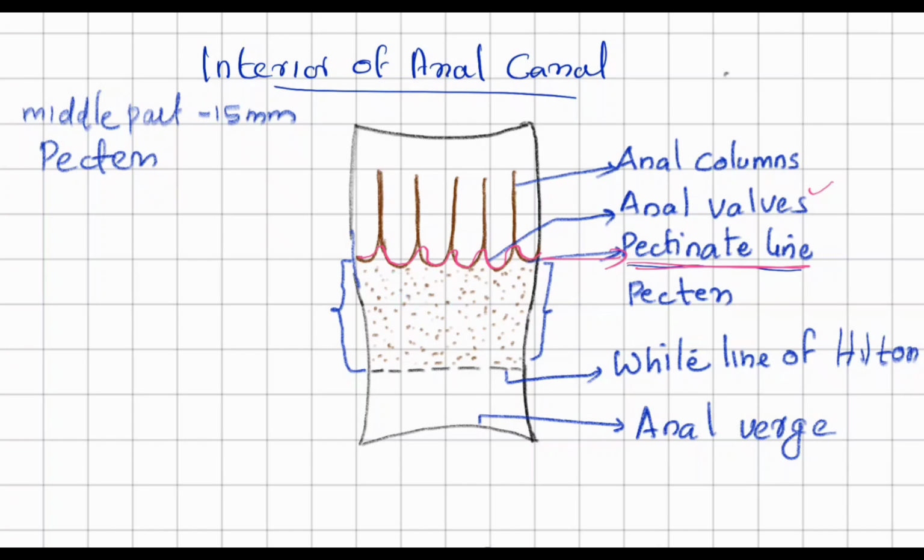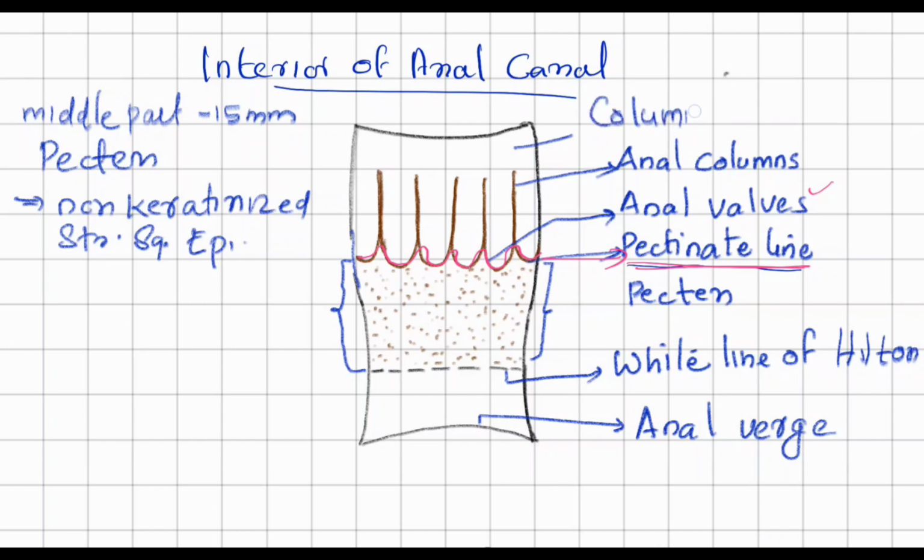This part is lined by non-keratinized stratified squamous epithelium, whereas the upper area is lined by columnar epithelium. Remember this point, columnar epithelium, because the upper part is the continuation of the rectum. So the same mucosa which lines the rectum also lines the upper part. That area does not have any sweat or sebaceous glands.